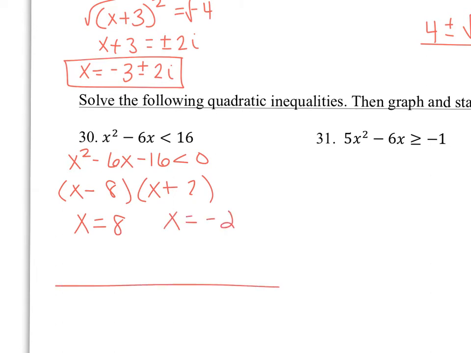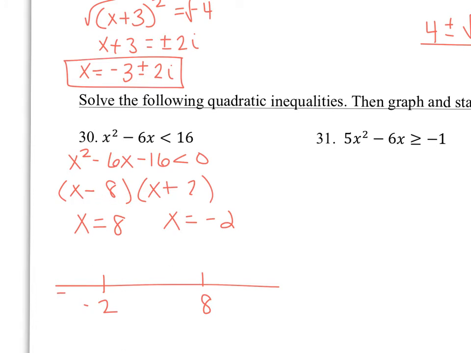I'm going to plot on my number line negative 2 and 8. And now remember, I have to test points. I have to test a value that's less than negative 2. So I'm going to say negative 3. If I plug in negative 3 here, negative 3 and negative 8, that's going to be a negative number.